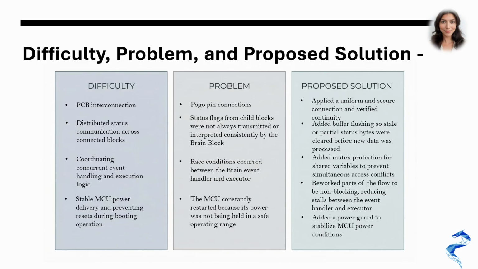Third, when coordinating concurrent event handling and execution logic, we ran into race conditions between the brain event handler and executor. Our solution was to better align task priorities, add mutex protection for shared variables, and rework parts of the system to be non-blocking so execution would be more reliable. Finally, for stable MCU power delivery, the MCU would constantly restart because its power was not being held in a safe operating range. To solve that, we added a power guard to stabilize MCU power conditions and prevent reset loops during boot and operation. So overall, these are some of our major integration issues we identified, and these solutions helped us improve communication reliability, execution stability, and overall system performance.